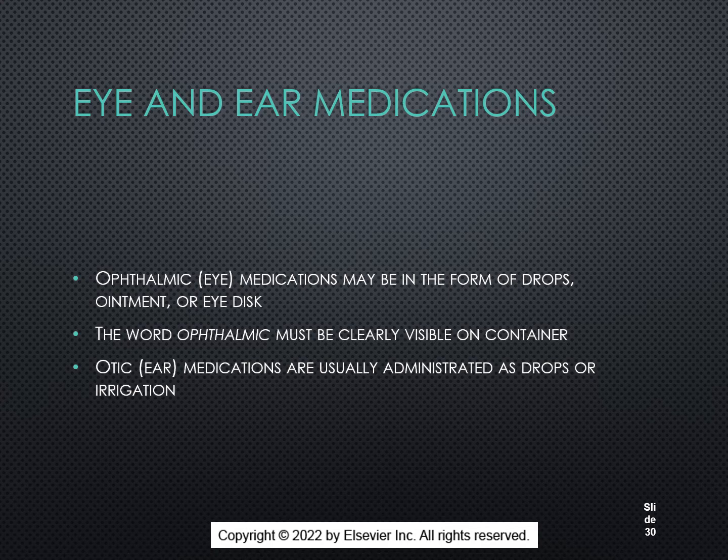Otic or ear medication is primarily used in children to decrease the pain of otitis media, but it can also be used to treat external otitis and soften cerumen. For the child younger than 3 years, pull the earlobe downward to straighten the canal. For the adult, pull the top of the pinna out and up.